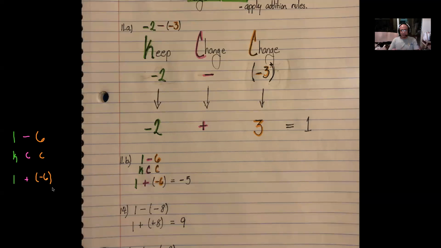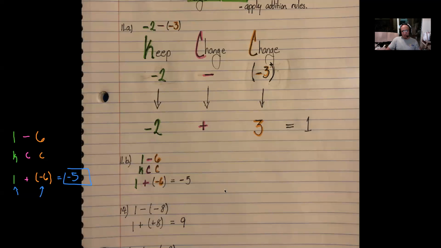Same signs or different signs? I see that they have different signs. One of them is positive and the other is negative. Therefore, I'm just going to subtract them. 6 minus 1 is 5. And the answer is going to be negative 5, because there are more negatives than positives. We have 6 negatives and 1 positive. Therefore, it's going to be negative 5. Just like that.